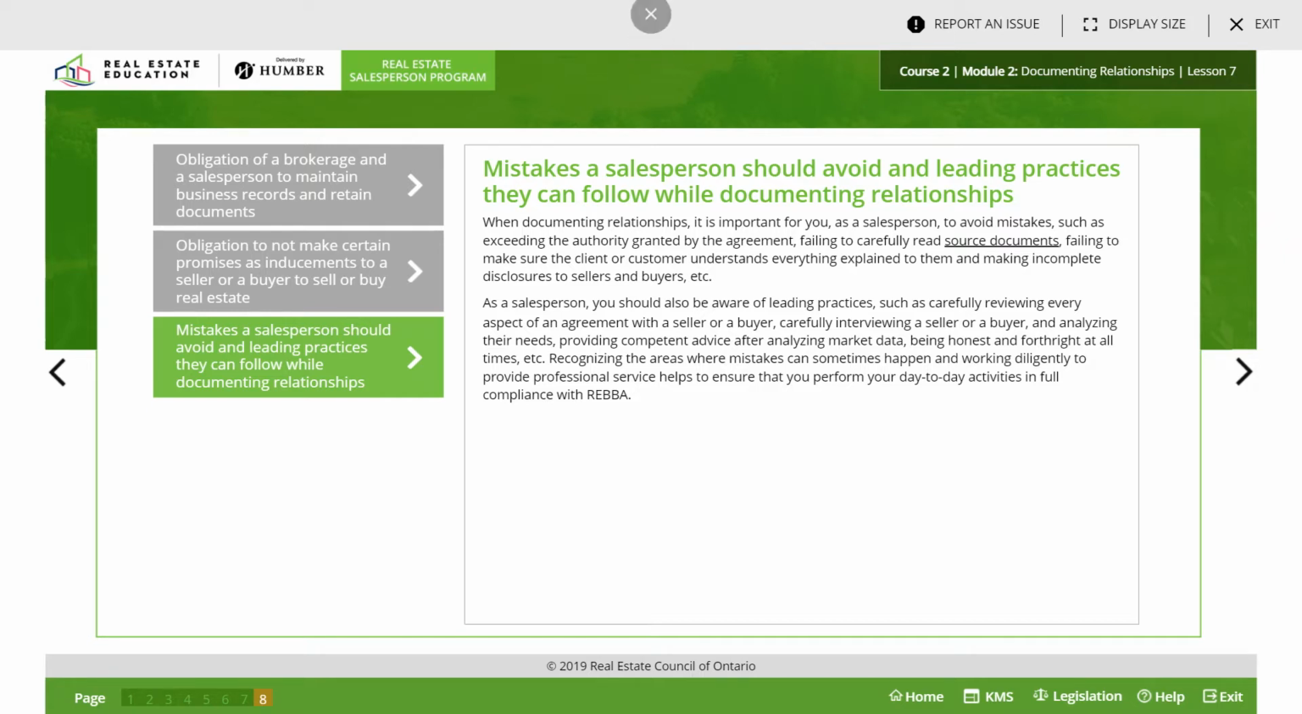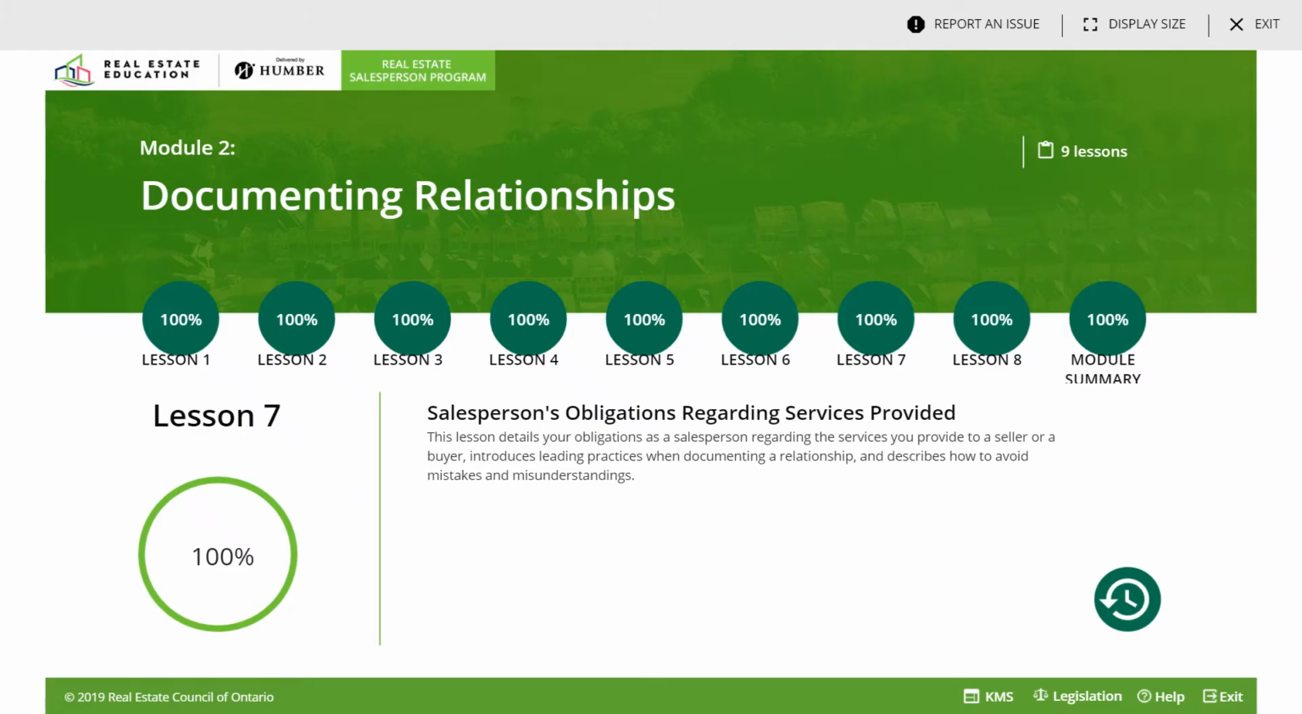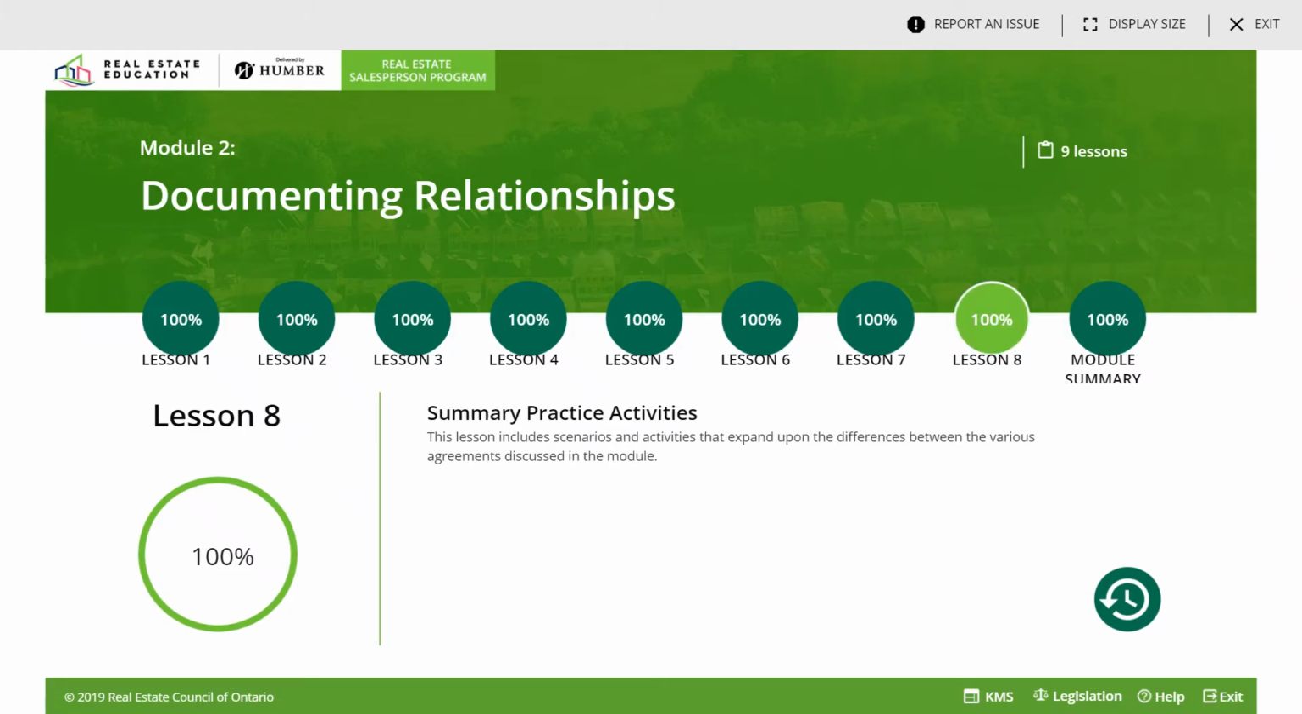So that was basically lesson 7. Short and simple, things you should not be doing. Lesson 8 is basically summary practice activities.